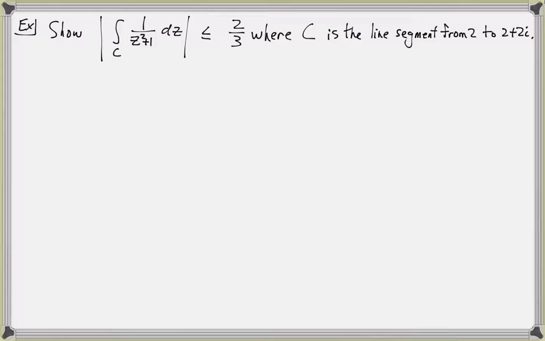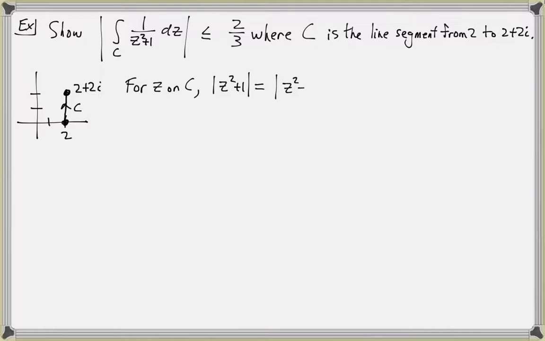Let's do a sketch real quick of this contour. So this contour starts at the real number 2 and goes up to the complex number 2 plus 2i. So here's our contour C. So now let's find a bound for the integrand, 1 over z squared plus 1. To do this, I'm going to first look at just the denominator. So for z on the contour C, the absolute value of z squared plus 1 is equal to the absolute value of z squared minus negative 1.